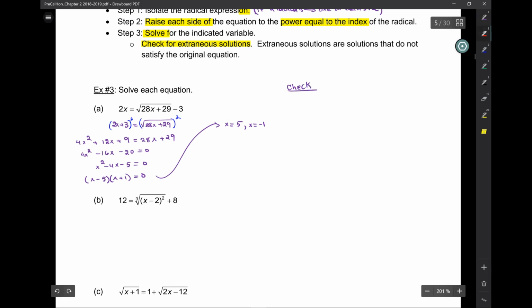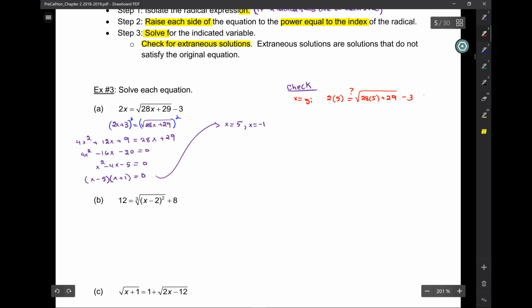Right? So here's how we check. So first off, x equals 5. We're going to plug it into either the very original step, or the step right before you squared. If you plug it into the step after you squared, that's all going to work. Okay? All right. So let's plug it into the very first step. So 2 times 5 is this equal to the square root of 28 times 5 plus 29 minus 3?